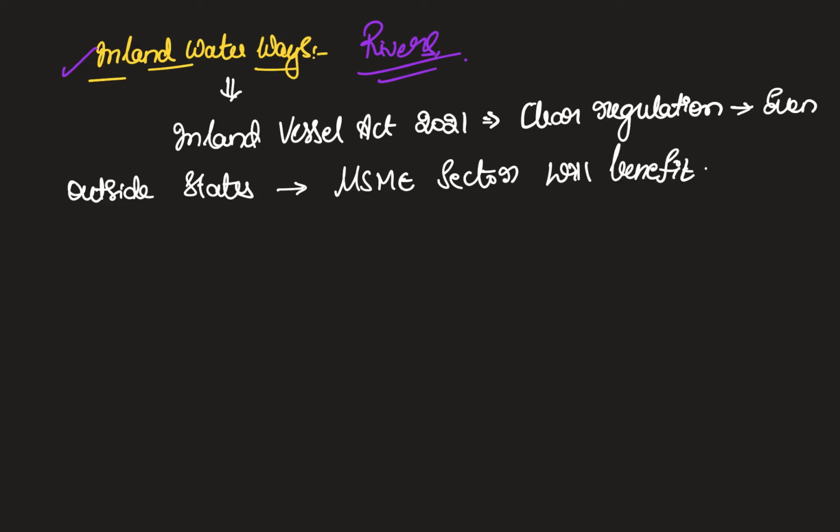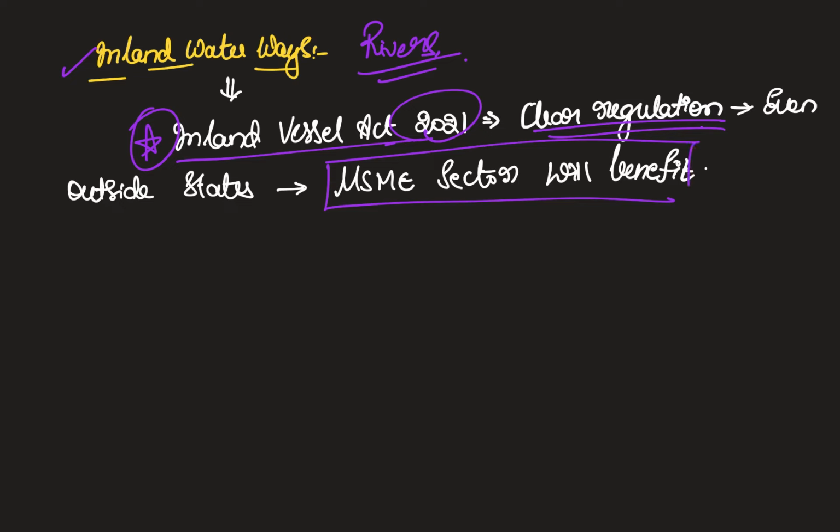But the problem is, when boats from one river or one state want to move to the other states, there has been a major issue in the Inland Vessel Act previously. That was amended in 2021 with a clear regulation on what is the jurisdiction of different states. Thus, it is believed that the MSME sector, which often wants to cut down its costs, will benefit significantly from this move.